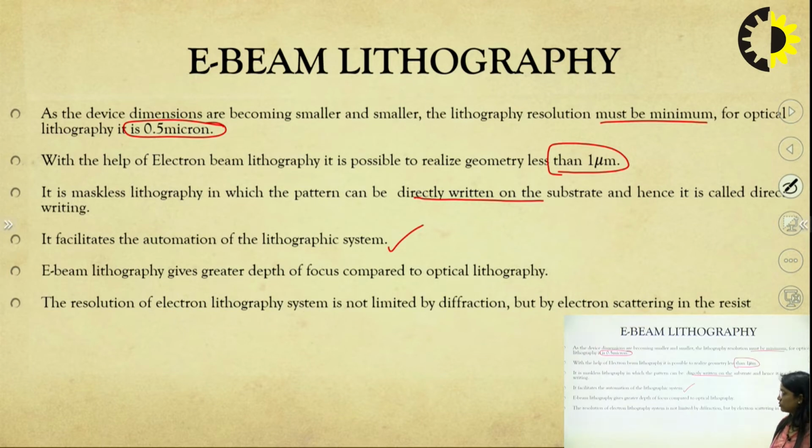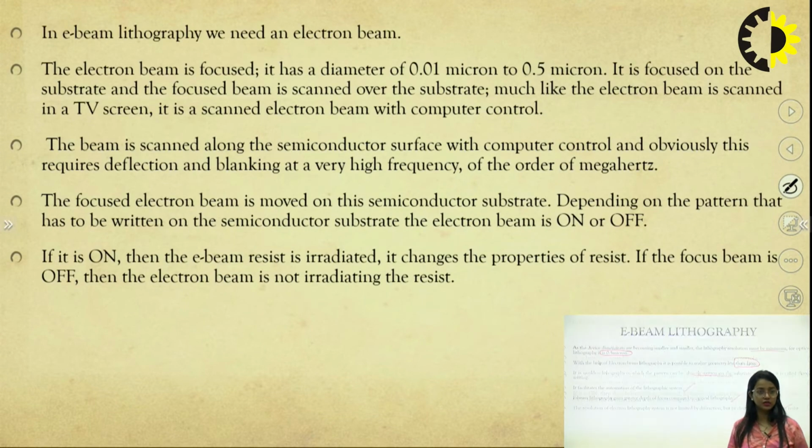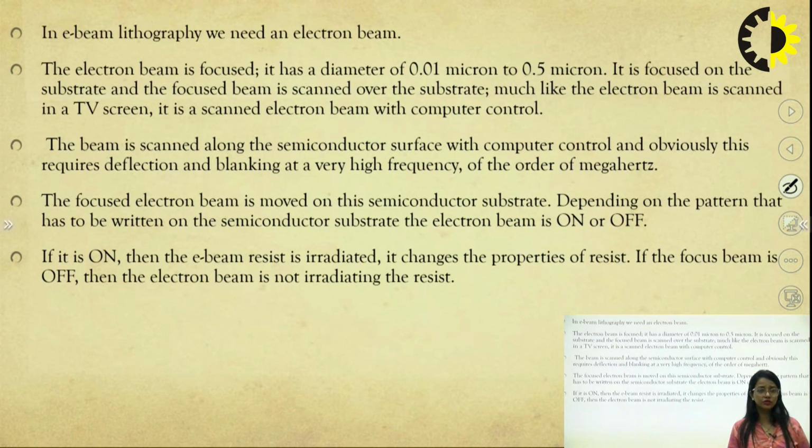And electron beam lithography gives better depth of focus compared to optical lithography. The resolution of electron beam lithography is not limited by diffraction, but by electron scattering in the electron beam resist. In electron beam lithography, we need an electron beam, that is very obvious. The electron beam is focused, and the beam which is being focused has a diameter which ranges from 0.01 microns to 0.5 microns. It is focused on the substrate, and the focused beam is scanned over the substrate.